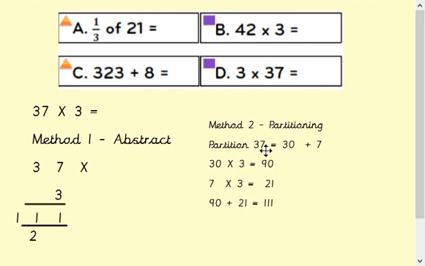We might also want to use partitioning. If we partition 37, we would get 30 and 7. We would need to make sure, because we're multiplying by 3, that we multiply both by 3. So 30 times 3 would be 90, 7 times 3 would be 21, then 90 plus 21 would give us 111. And you can check that against the other just to make sure that you've got the right answer.